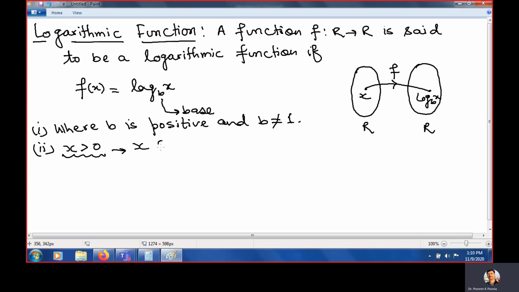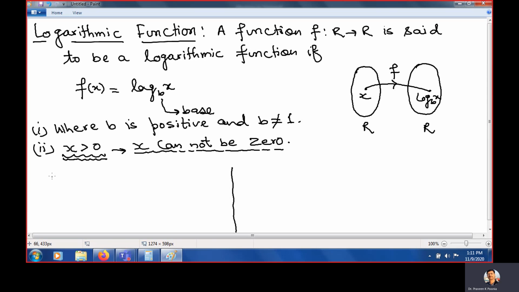x cannot be 0. Clear? This is very important. x cannot be 0. If x is 0, that is not possible. And x will remain always positive. x cannot be negative. That's why I mentioned x greater than 0. This is condition number 2. Clear?